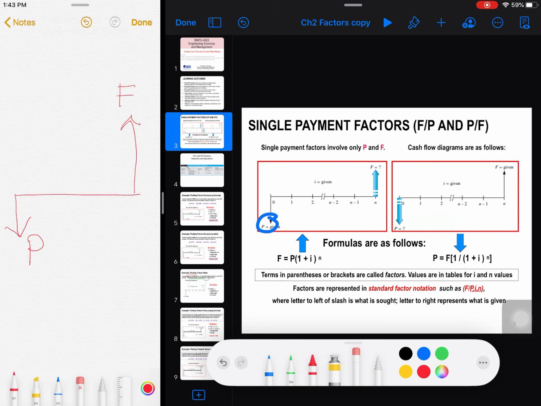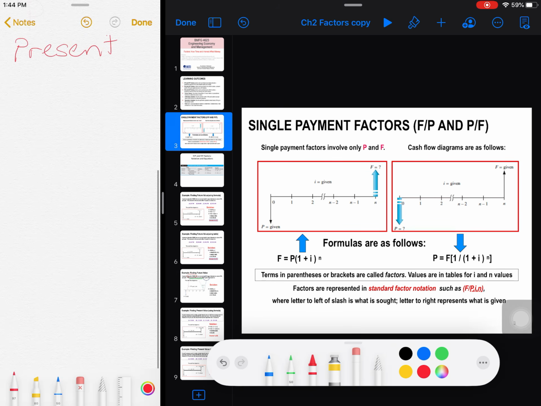So what is P? P is your present value, and F is your future value. Then the line is divided into N, which is the period. It could be in terms of years or months, depending on the question given to you later in the exercises. It always starts at 0, where present, meaning now, is always at 0, and finishes at the end.